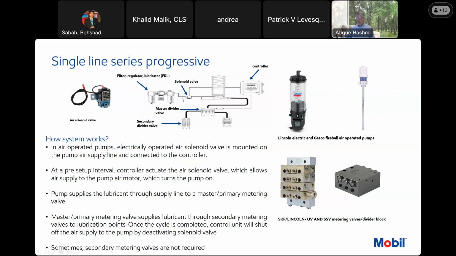So here you have air supply going into the pump. And then here you have the air solenoid valve, which is electrically operated, but it is to monitor air supply to the pump. And then you have supply lines and the feed lines. In air-operated pumps, an electrically operated air solenoid valve is mounted on the pump air supply line. So in regular air-operated pumps, air is running the pump, because it's air-operated, as the name suggests.